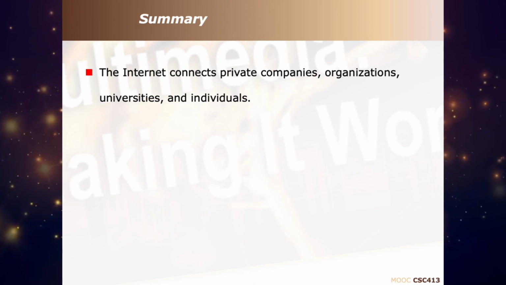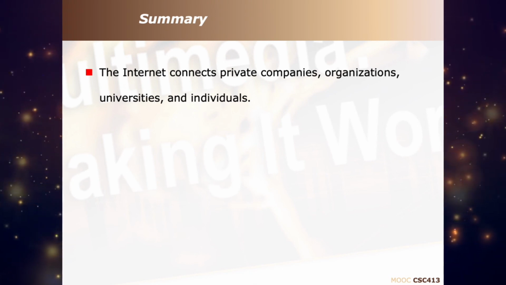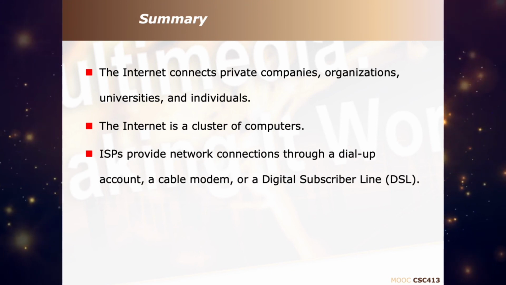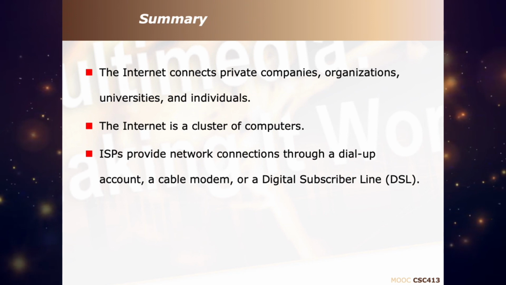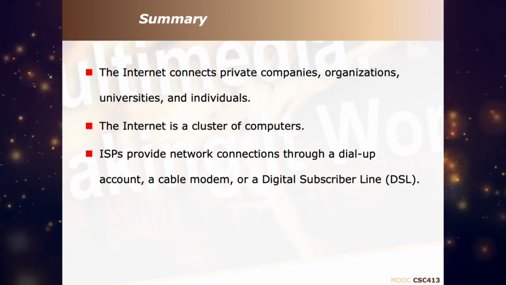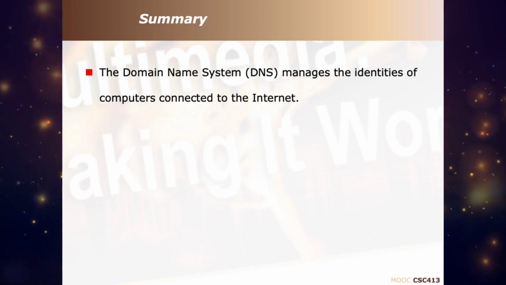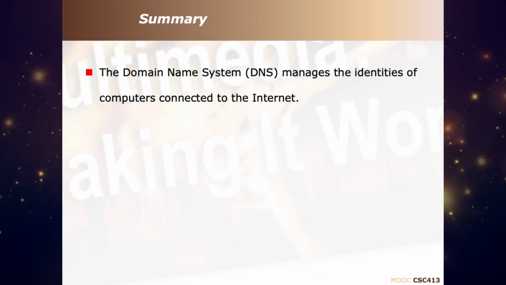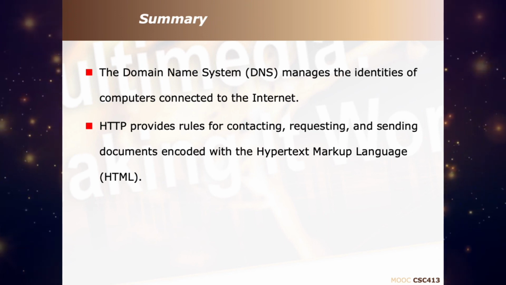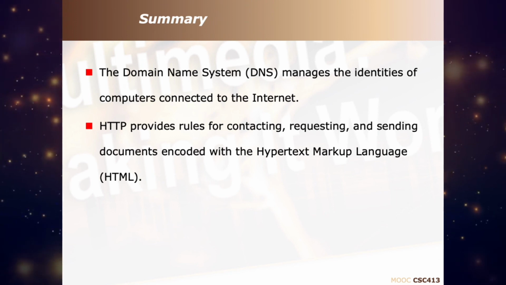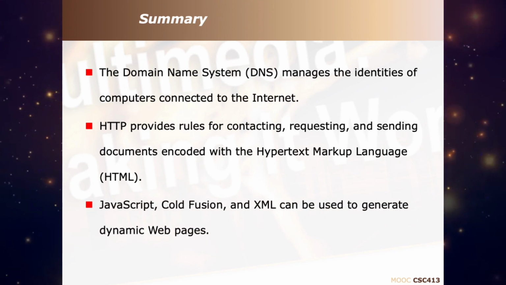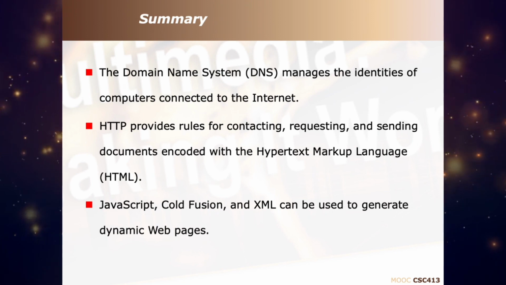Summary. The Internet connects private companies, organizations, universities, and individuals. The Internet is a cluster of computers. ISP provides network connections through a dial-up account, a cable modem, or a digital subscriber line (DSL). The Domain Name System (DNS) manages the identities of computers connected to the Internet. HTTP provides rules for contacting, requesting, and sending documents encoded with the Hypertext Markup Language (HTML). JavaScript, ColdFusion, and XML can be used to generate dynamic web pages.